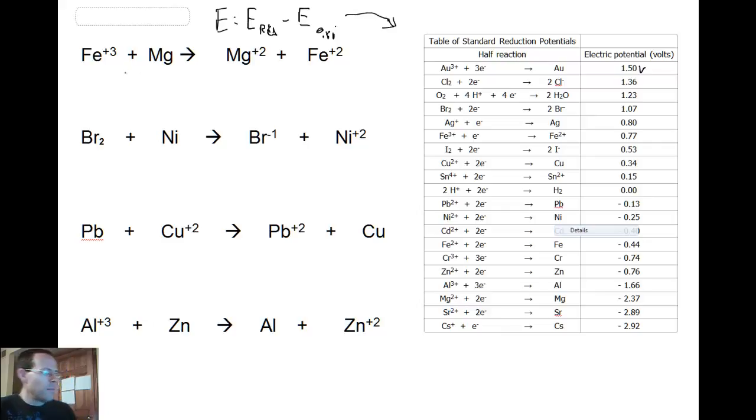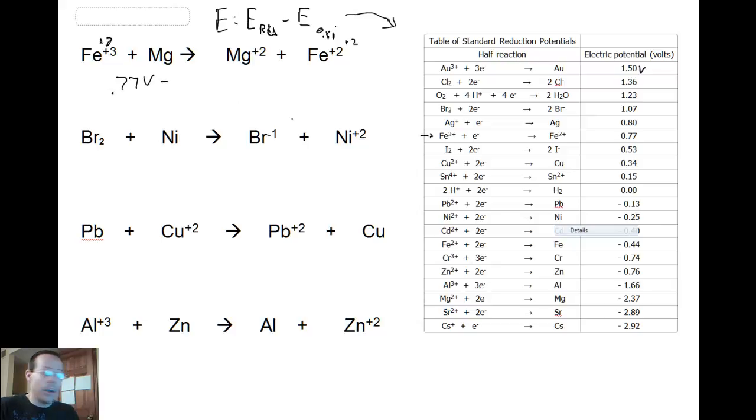So we have some equations here, and simply we have to identify what is the reduction equation and what's the oxidation equation, then take reduction minus oxidation. So if we look at Fe, it's a plus 3, it goes to a plus 2. Oh, look at that. Fe is being reduced. So I'm going to come over here and look for Fe, and it is right here. So its potential is 0.77 volts.